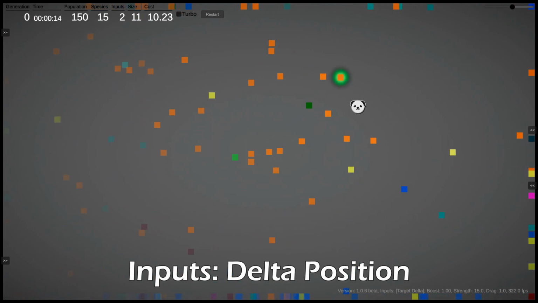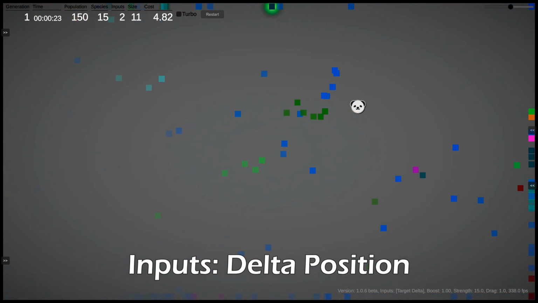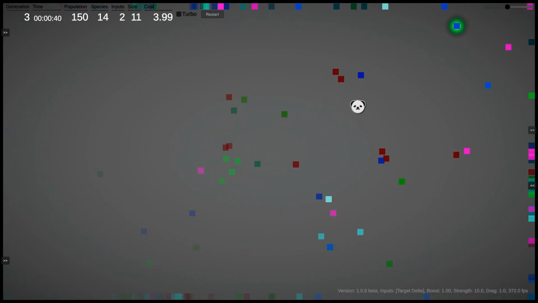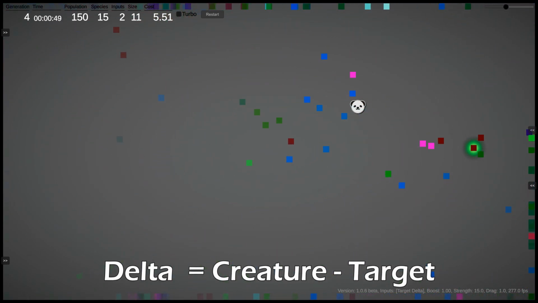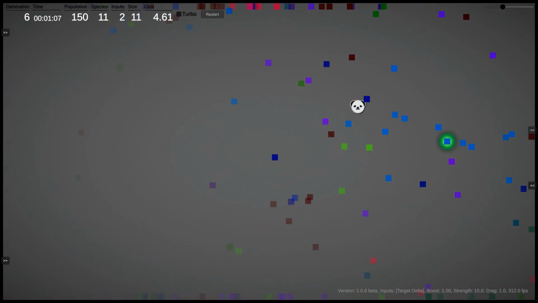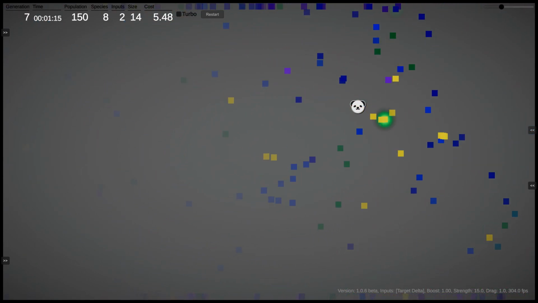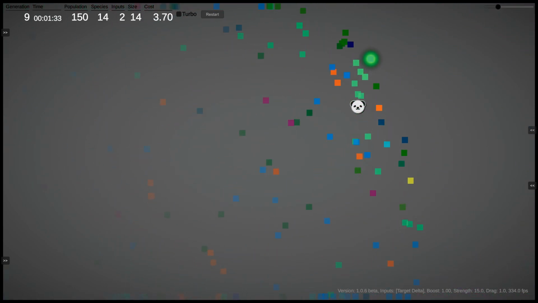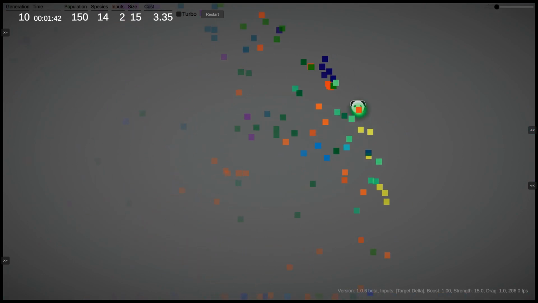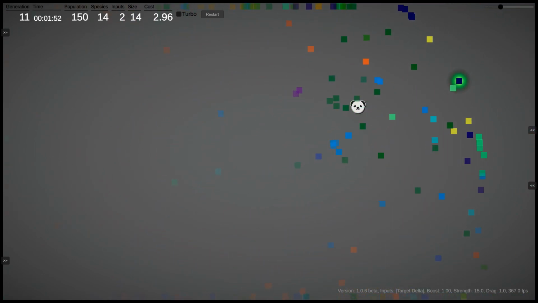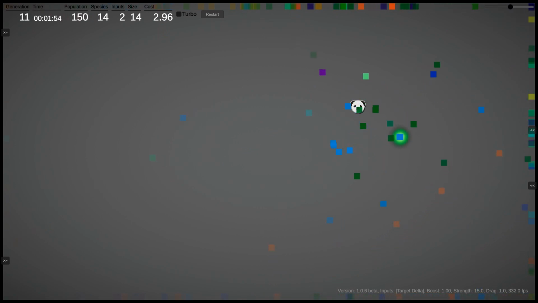Instead of giving the position of the creature as the input, we'll give it delta position to the target, delta x and delta y. This should make the problem substantially simpler to solve. Once the creature hits the target, both inputs should be 0. After a number of generations, we see some interesting behavior. As expected, it becomes quite good at slowing down as it arrives at the target.